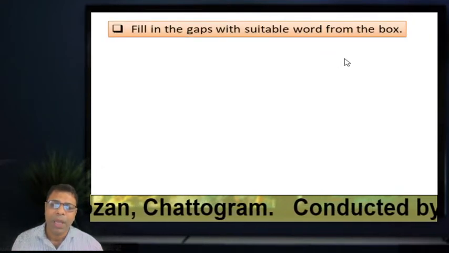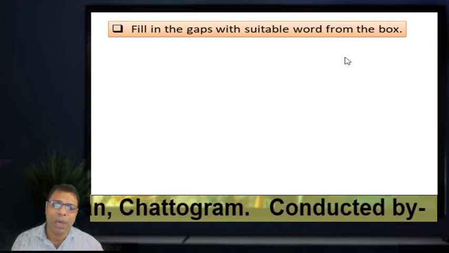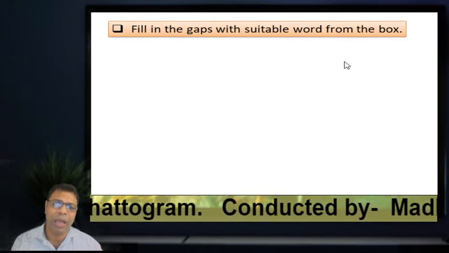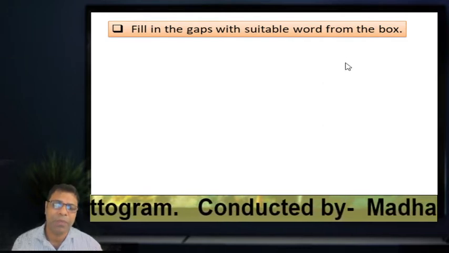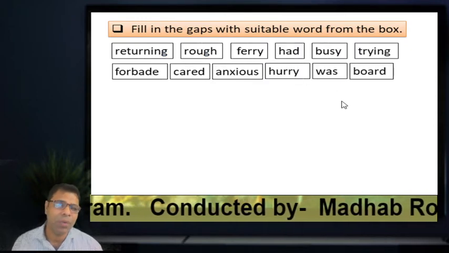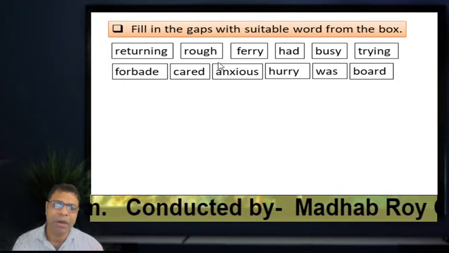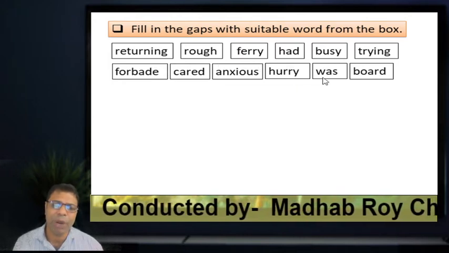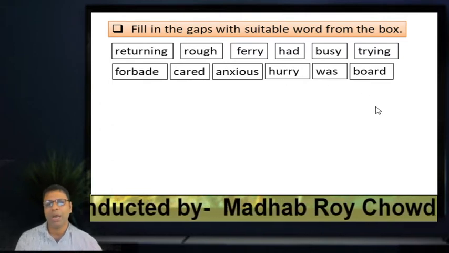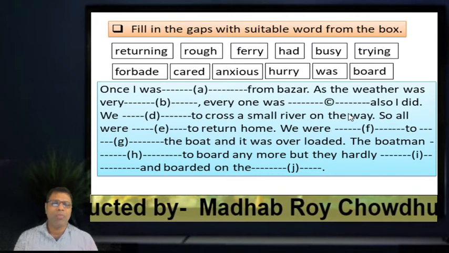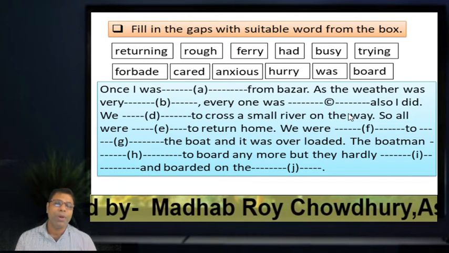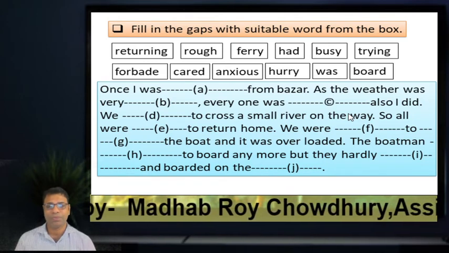Okay. Now we are going to fill in the gaps with the suitable words. Now these are the words: returning, rough, ferry, hat, busy, trying, forbade, cared, anxious, hurry, was, bored, and this is the text. Now I am going to read, and after that you have to make your own answer.